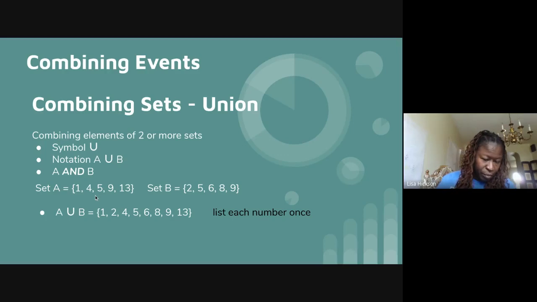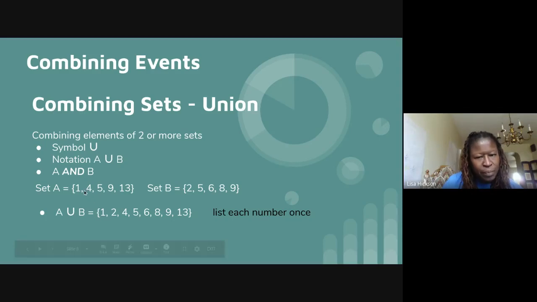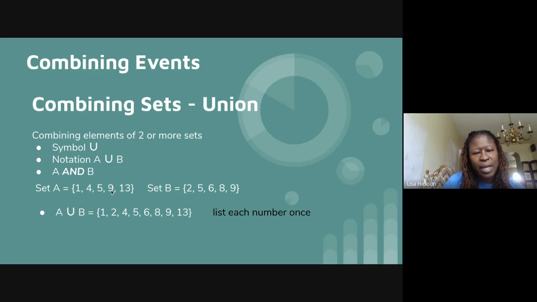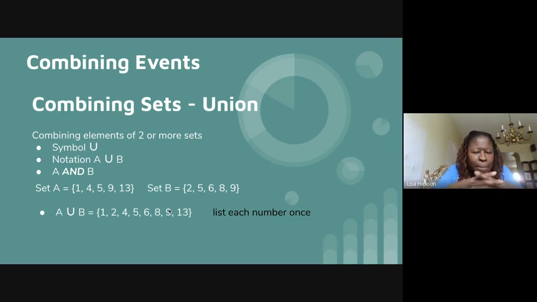So here's the example. If set A is this set of numbers, 1, 4, 5, 9, and 13, and set B is this set of numbers, 2, 5, 6, 8, 9. A union B, A uniting with B, is equal to, then we list the elements in each set, but we do not repeat. So there is a 5 here, there is a 5 here. In our union, the 5 is only represented one time. Okay? The same for the 9. There is a 9 in set A. There is a 9 in set B. But in the set that is the result of the union, the combining them together, you only list each number or each element one time. Does that make sense?